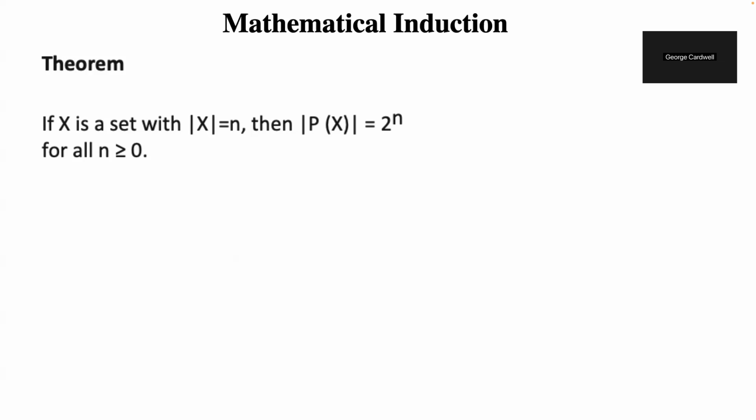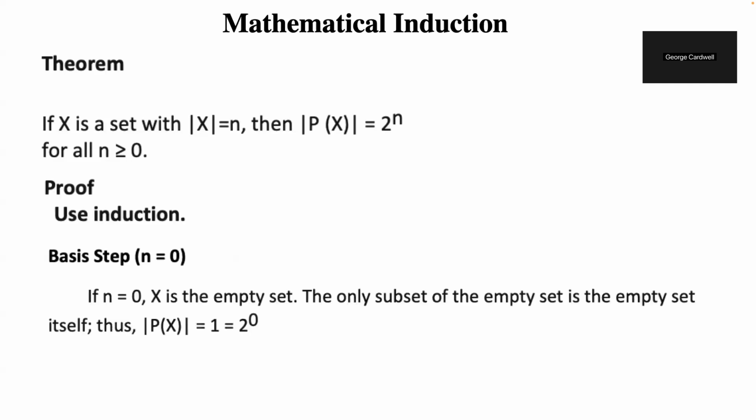We didn't really prove it then. We didn't have the machinery to do it, but we can use mathematical induction now to prove this is true. Okay, and in fact, the statement is if X is a set with cardinality of X equal n, then the power set's cardinality is 2 to the n. And this is true for all n greater than or equal to 0. So since I said n is greater than or equal to 0, my basis step is n equals 0.